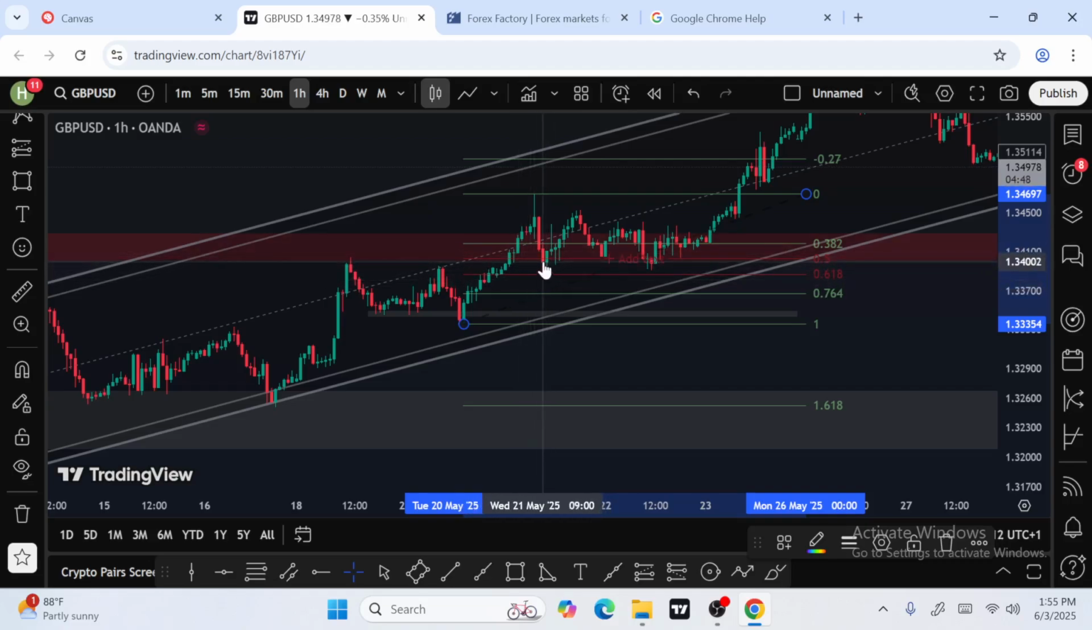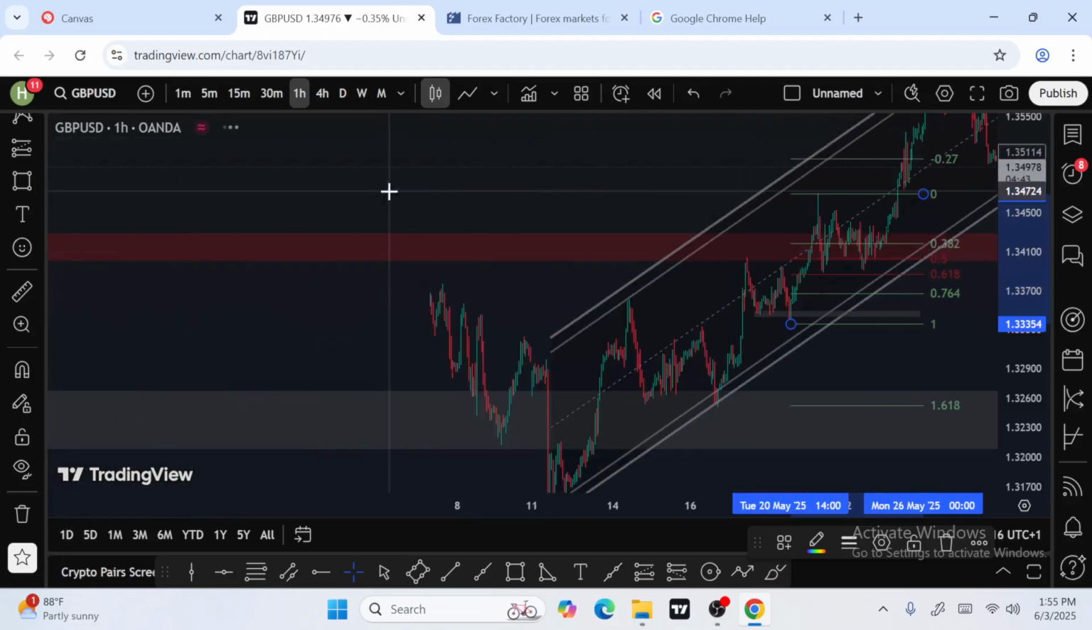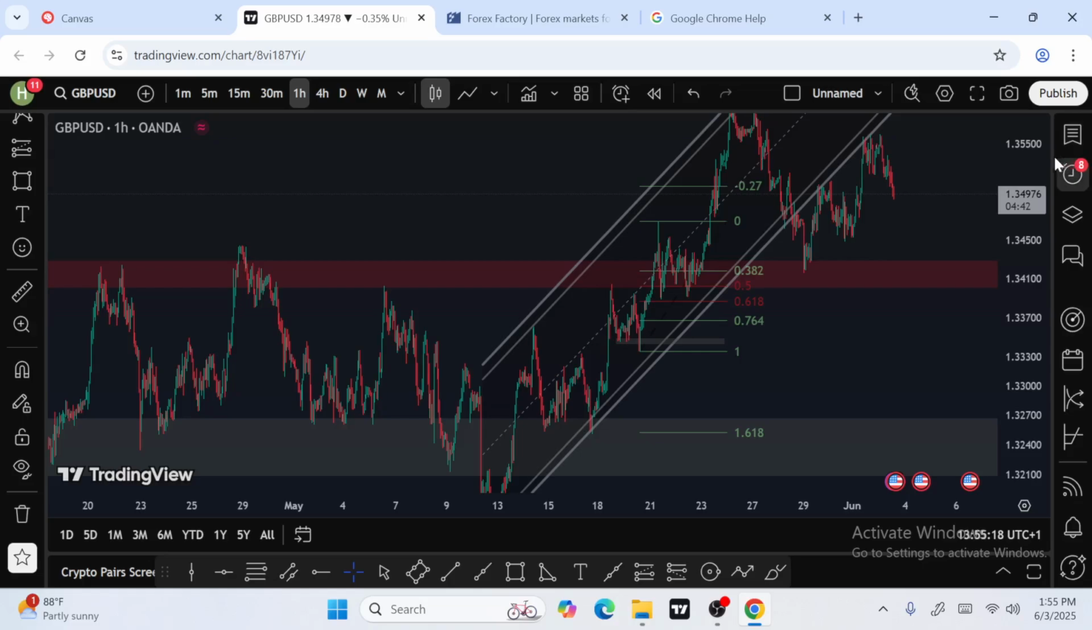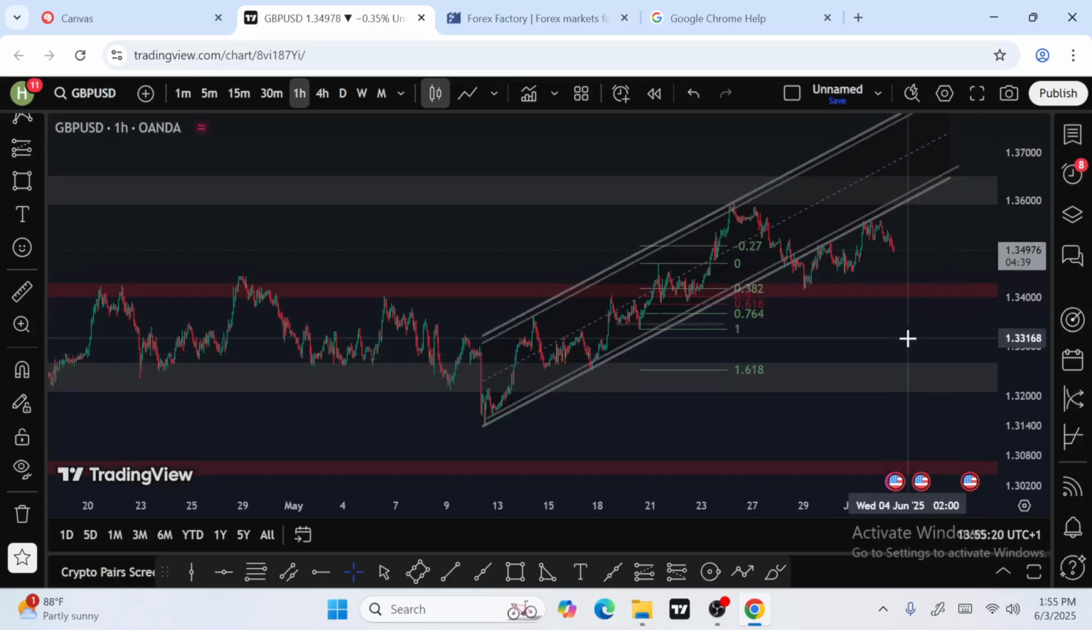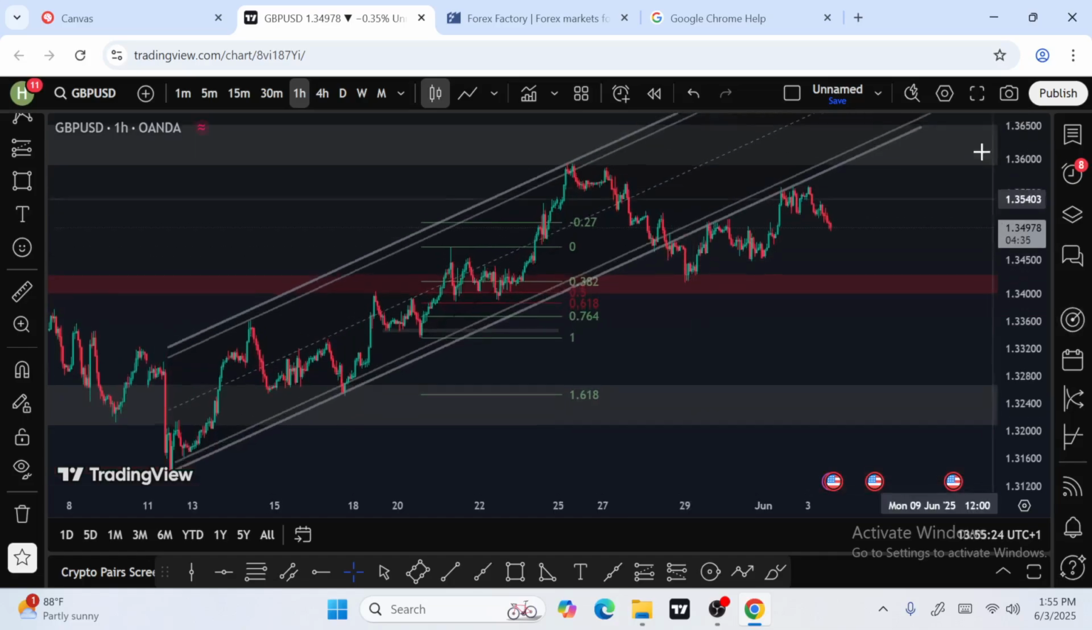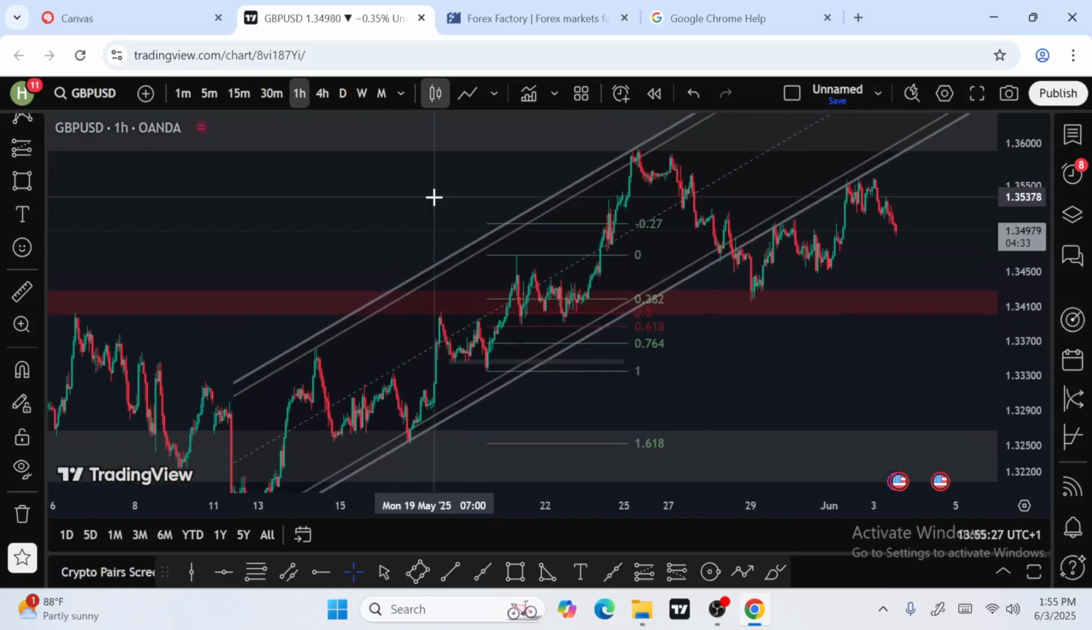It went okay. It was ranging, but know that the entire movement is still in an uptrend. So even though it is ranging, I'm not even seeing a range. I'm seeing a chart pattern. What chart pattern can I see here? Who can tell me?